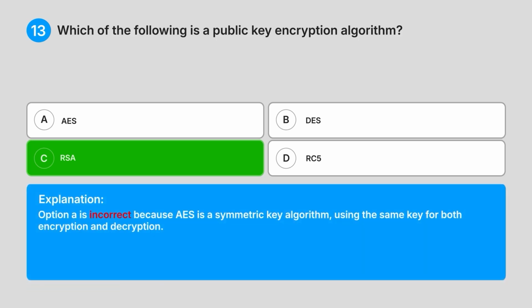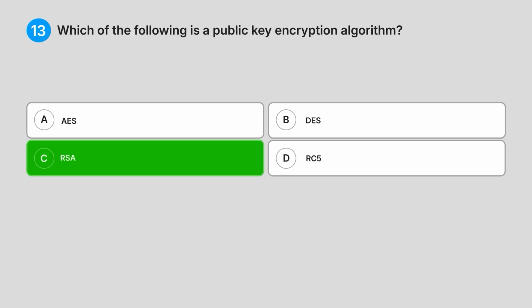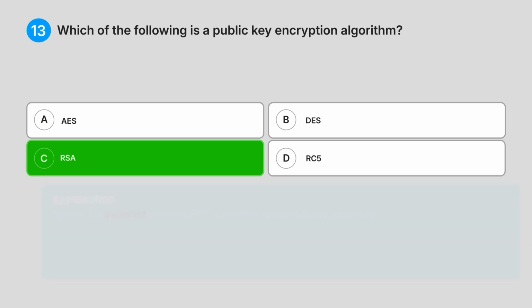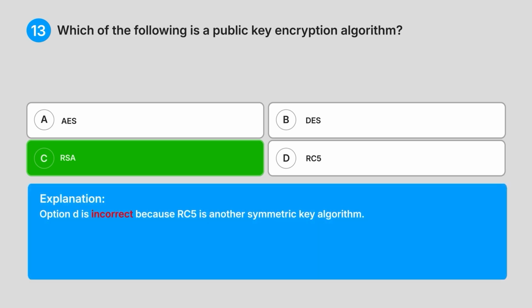Option A is incorrect because AES is a symmetric key algorithm, using the same key for both encryption and decryption. Option B is incorrect because DES is also a symmetric key algorithm. Option D is incorrect because RC5 is another symmetric key algorithm.